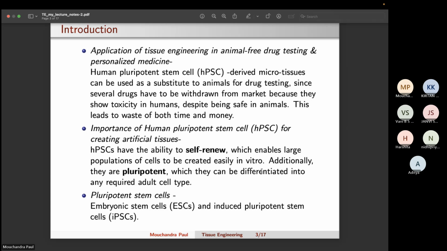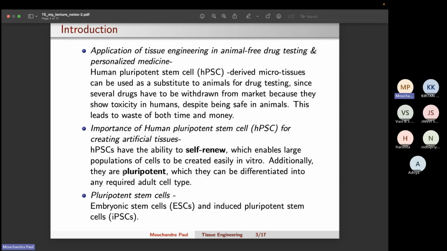These cells, even when they are large in number, still have their stem characteristics. Then you give some special conditions, like special media with unique growth factors, etc., which will trigger the differentiation of these stem cells into your desired adult cell type.